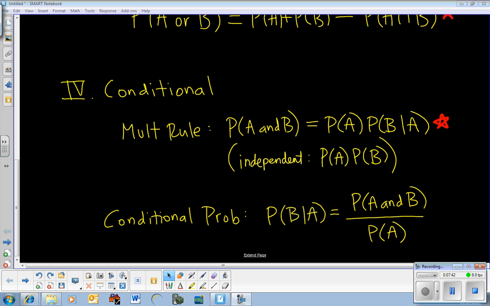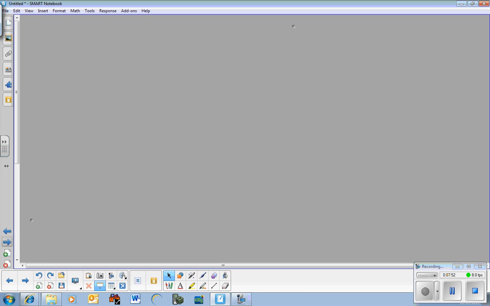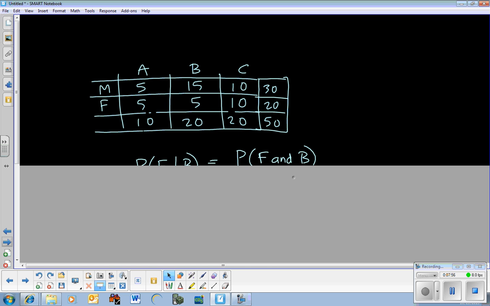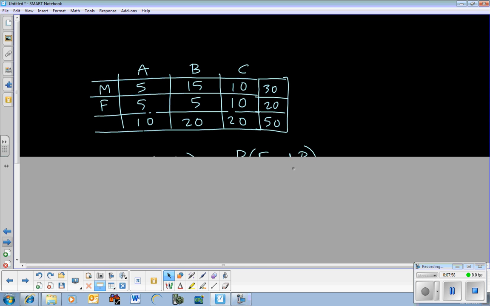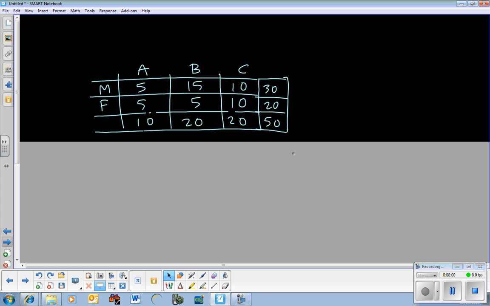If we want to test out that formula, we can look at an example that we already know how to do, a conditional that we know how to do with a two-way table. So look at this example. Here's a two-way table coming up. This is male, female, A, B, C. Those could be grades or whatever groups, just a quick example. What's the probability of female given B?